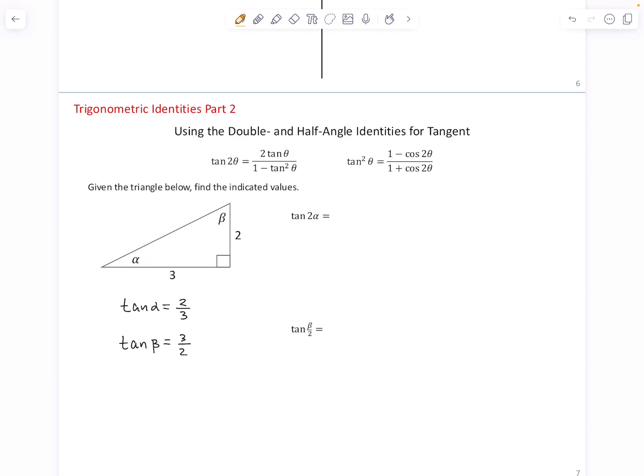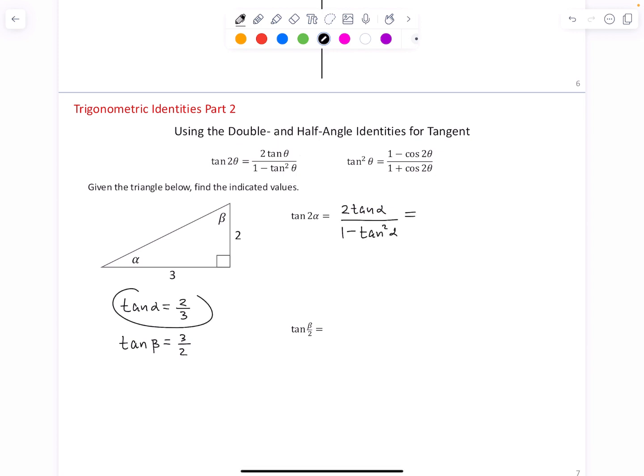But instead of trying to create a new reference triangle for double alpha, we can just use the identity. Tangent of 2 alpha is equal to 2 times the tangent of alpha, using this identity but with alphas instead of thetas, and then divided by 1 minus the tangent squared of alpha. And we know the tangent of alpha is 2/3. So we get 2 times 2/3 over 1 minus the square of 2/3, giving us 4/3 divided by 1 minus 4/9, giving us 4/3 divided by 5/9. Invert and multiply. We have 4/3 times 9/5. I can cancel this 3 into that 9, leaving a 3, and in the end we get 12/5.